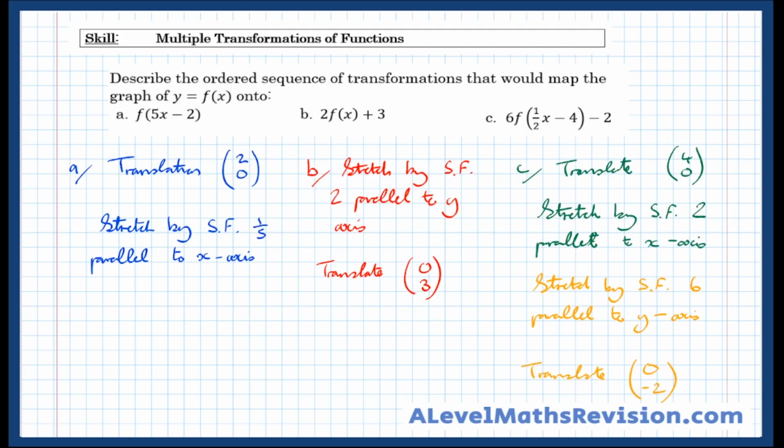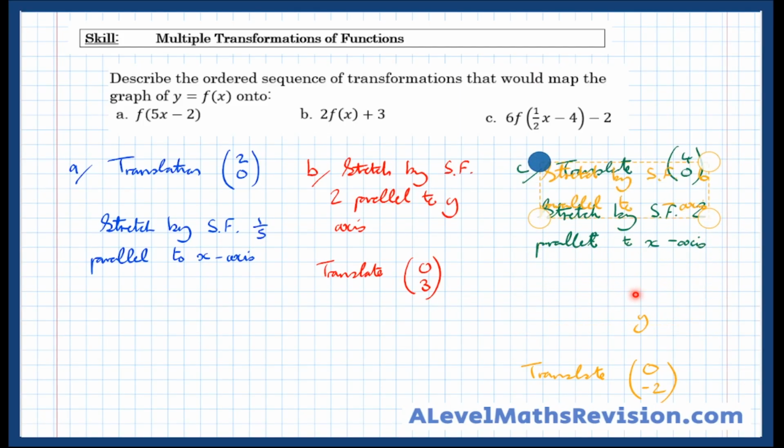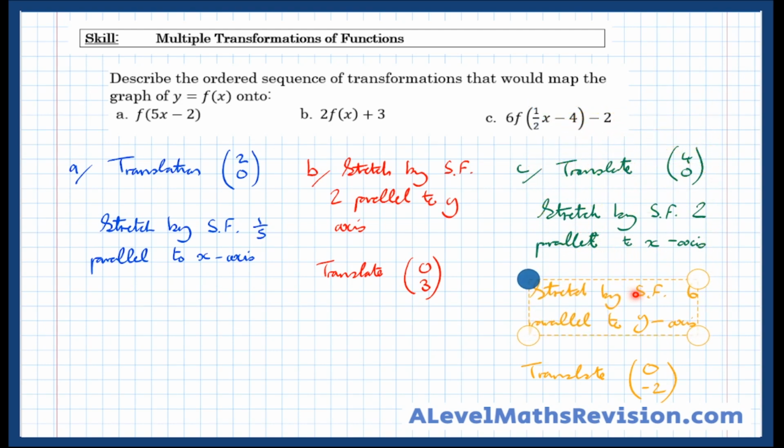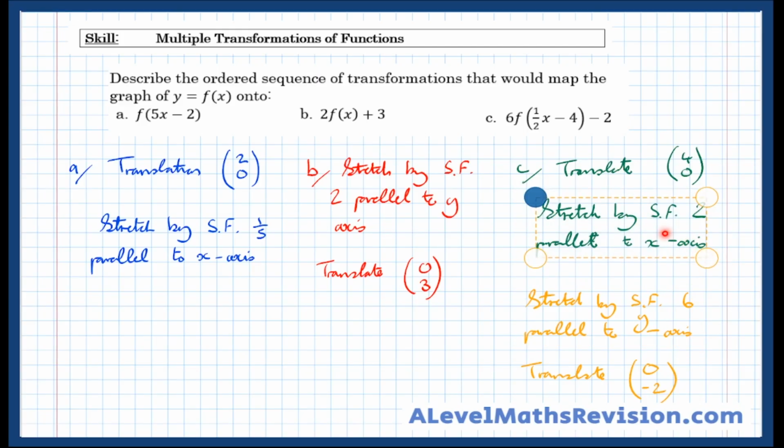So, strange thing here, because there's multiple correct answers here. This green one must come before this green one, and this orange one must come before this orange one, but we can otherwise mix and match. So, for example, moving this one to the top would work, because X transformations and Y transformations don't interfere with each other. Moving this one down to the bottom would work.